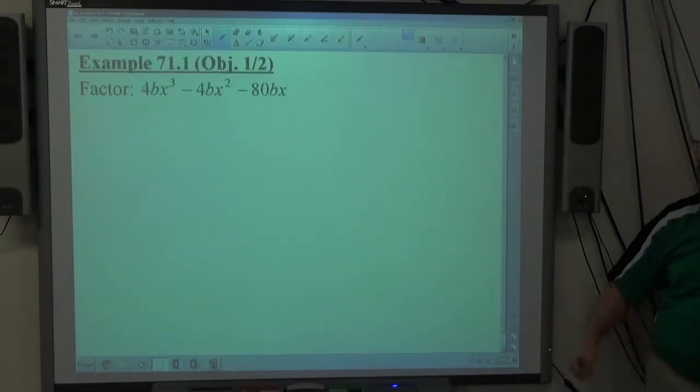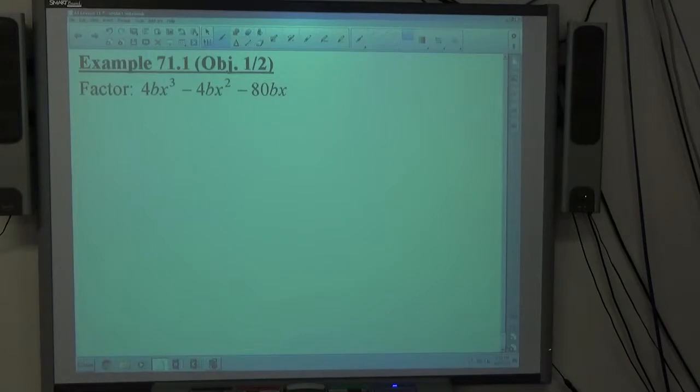All right, so, example 1. And again, on your papers it says example 2. Misprint on my part. It should be 1 and 2 on top, 3 and 4 on the bottom.